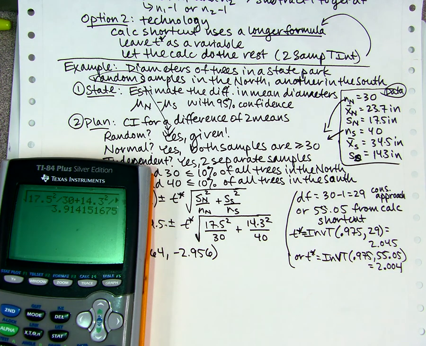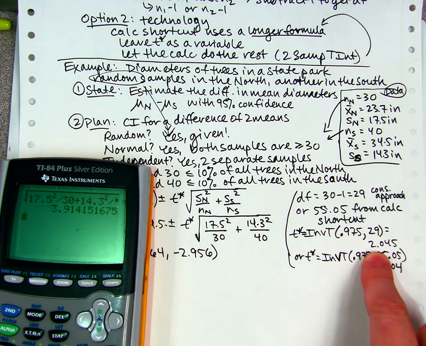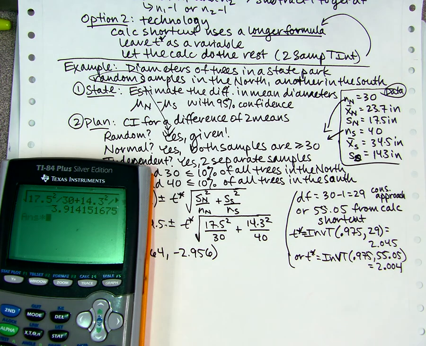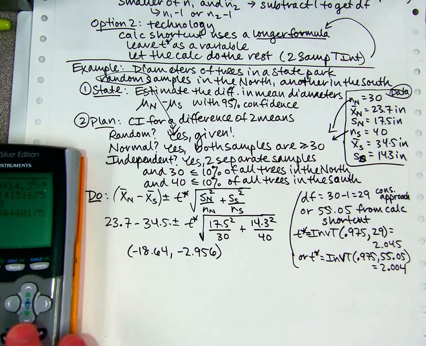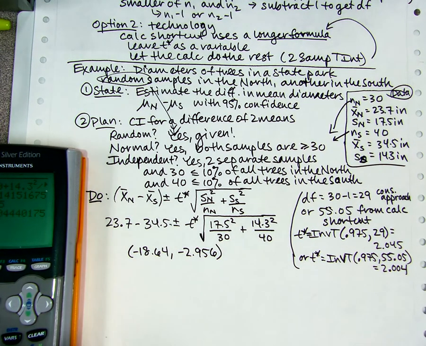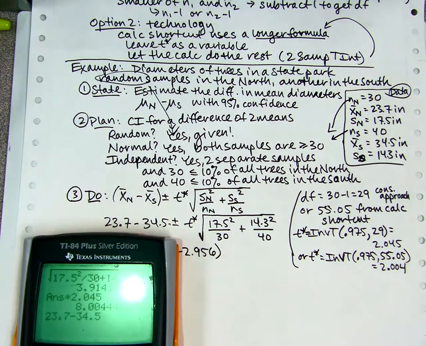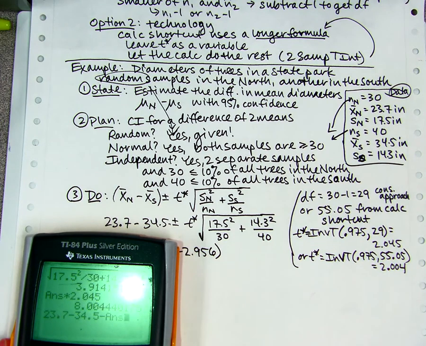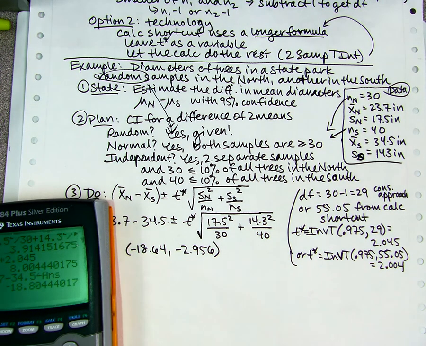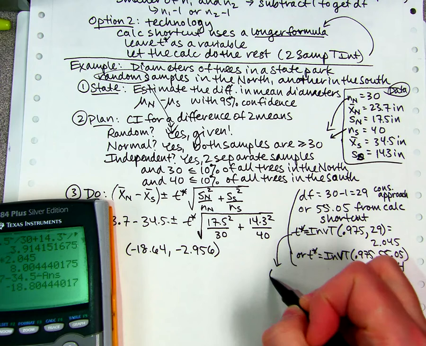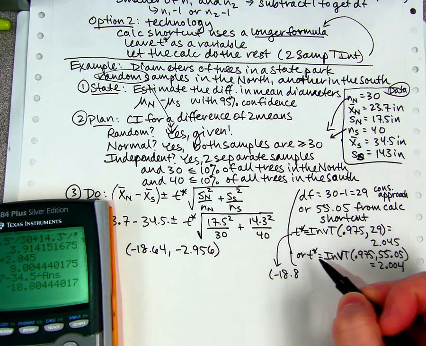Okay, so that's my standard error. If I multiply my standard error by the conservative t star, which is times 2.045, I get that for my margin of error. And then I would take my 23.7 minus my 34.5, and I would subtract that answer, and I would get a negative 18.8 instead of 6.4. So the conservative approach gives me negative 18.8.